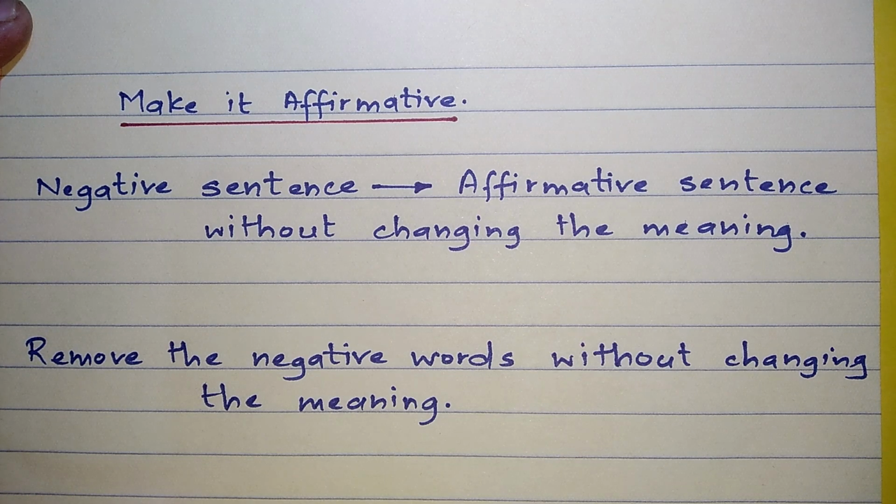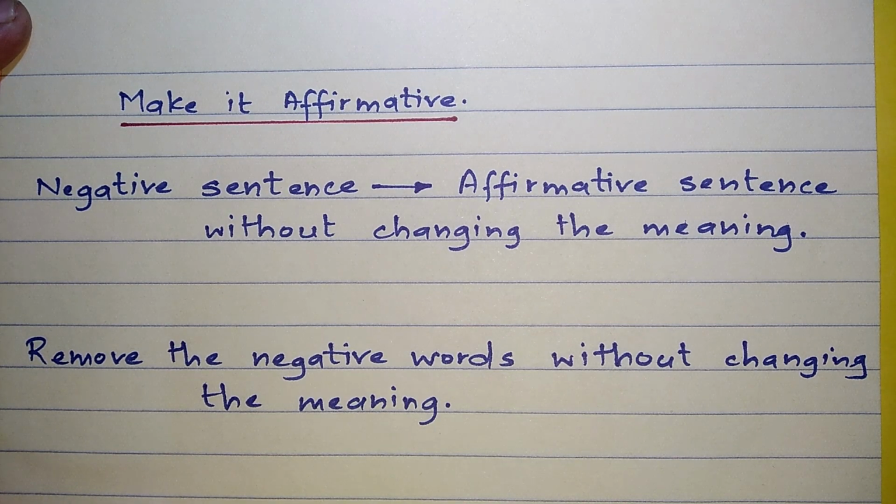जब हम एक negative sentence को affirmative sentence में convert करते हैं, तब हमें उस negative sentence का negative word no, not जो भी है, उसे हमें निकालना है, लेकिन sentence का meaning change नहीं करना है. तब वो sentence एक affirmative sentence बनता है.